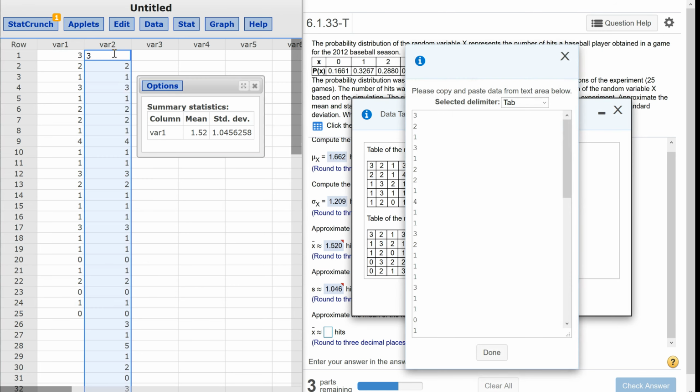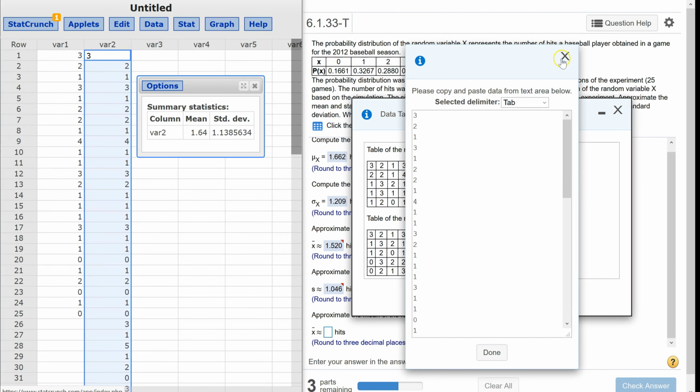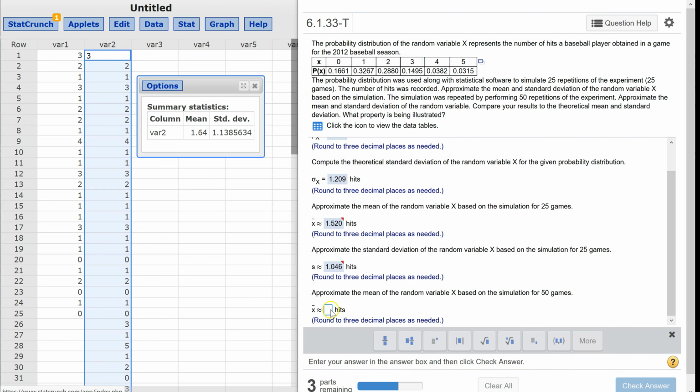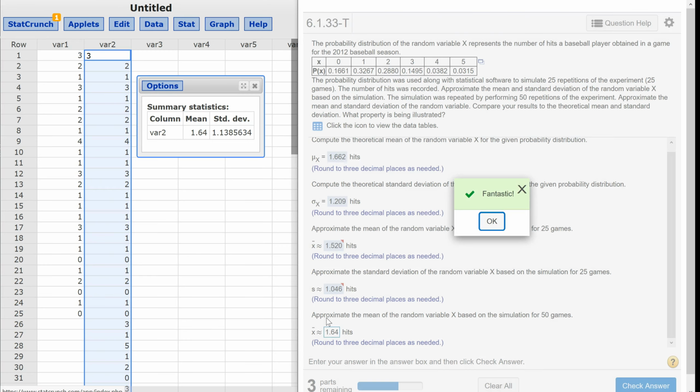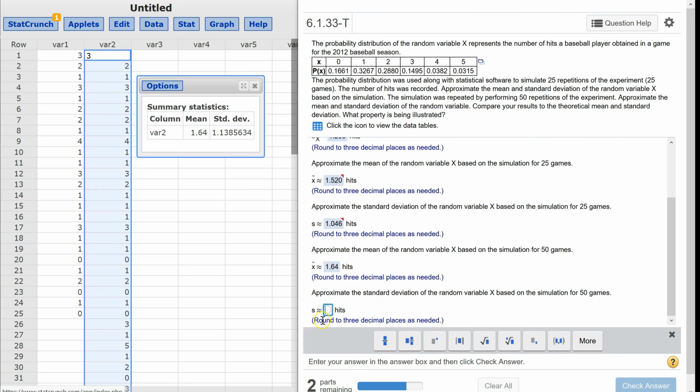I'm going to go ahead and put that in column 2. Since I already have this window open, I'm going to edit it and tell it to select the information from column 2. Hit compute. Now my mean with the 50 simulated data is 1.64. And the standard deviation rounded to 3 decimal places is 1.139.